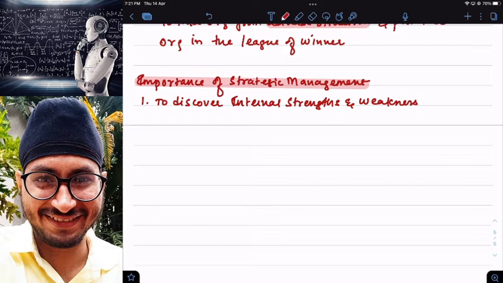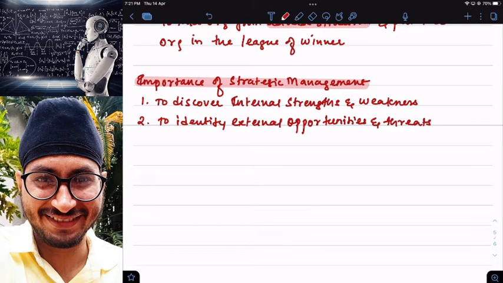Clear? And it will also help me to identify external opportunities and threats. Strategic management will help me in identifying my strengths and weaknesses, which are internal to me, and opportunities and threats, which are external to me. Now, in short, can I say it will help me to perform which analysis? SWOT analysis. It will help me to find out my strength, weakness, opportunities and threats.